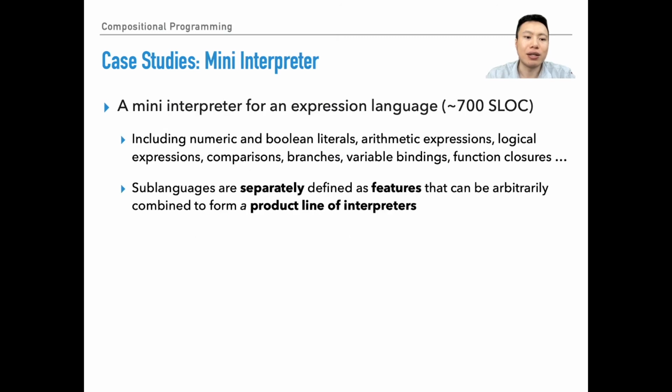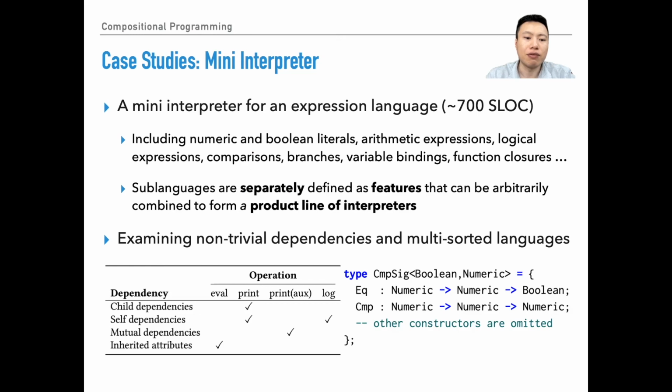The second case study is a mini interpreter for an expression language. This language includes various features and they are defined separately and can be arbitrarily combined to form a product line of interpreters. This case study further examines non-trivial dependencies and how to model multi-sorted languages.